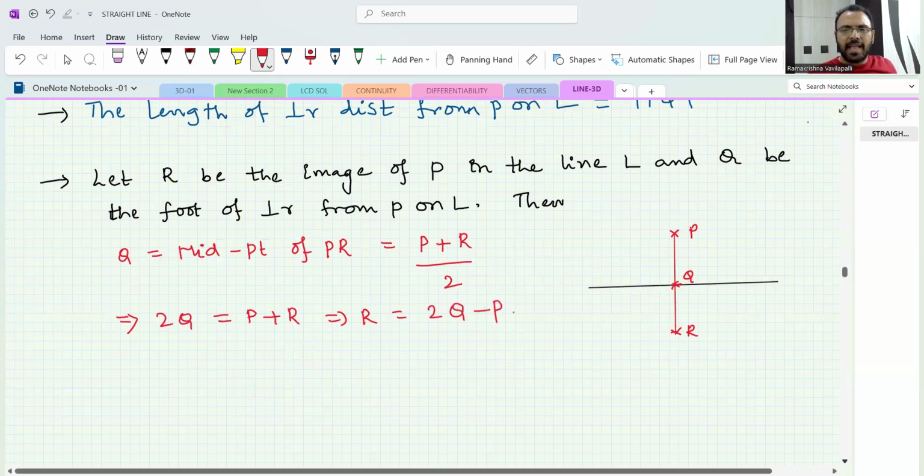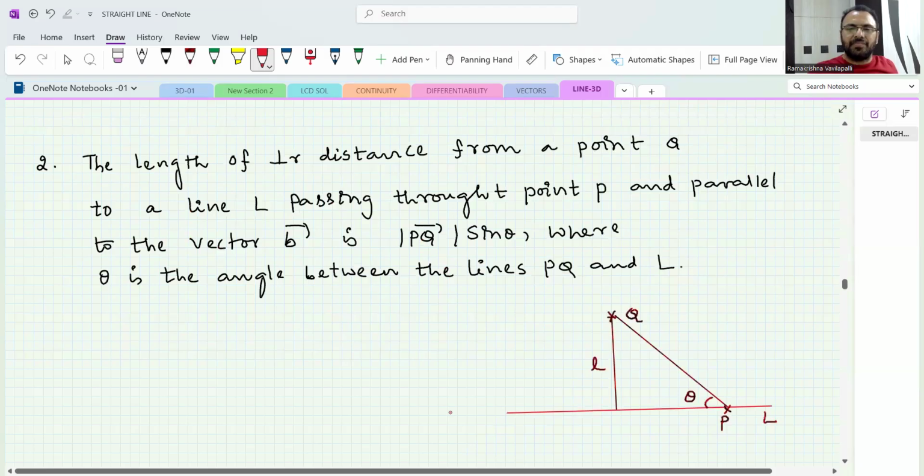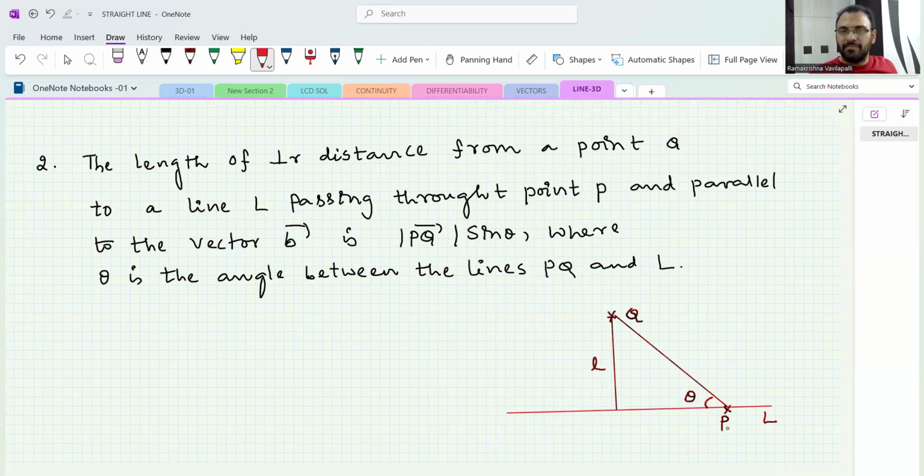Now there is another direct formula to find the length of the perpendicular distance from a point to the line. Say the line passes through the point P. Assume this is A bar, and the line is R bar equal to A bar plus t B bar. We need to find the length of the perpendicular distance from Q of C bar. Assume that theta is the angle between the line PQ and the line L.